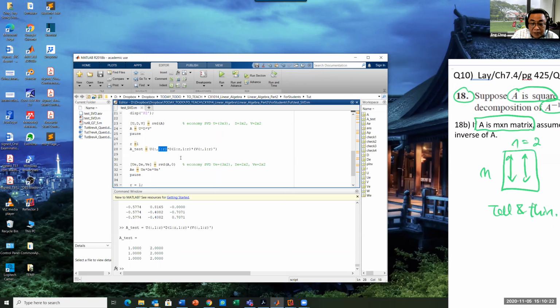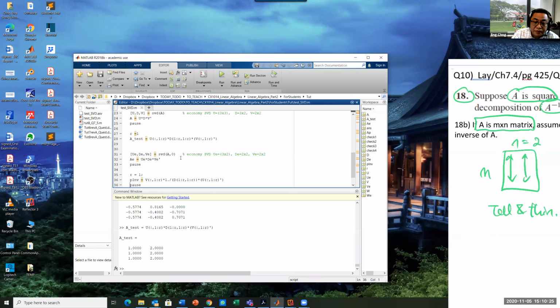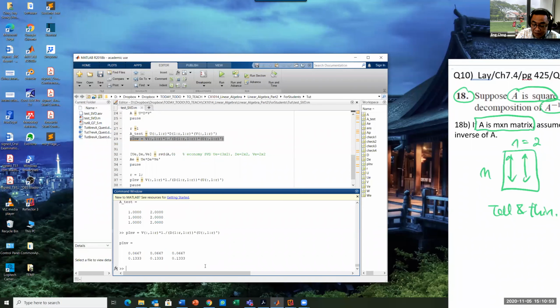If you want to see the code, which is much easier to understand, I am using here the first r columns of V. Here is the inverse of D for the first r entries of D, 1 dot divided by D, 1 colon r, 1 colon r. And finally, the first r columns of U transpose. Let's see the answer. And let's check that it is pinv as well. The pinv of A, and it is the correct answer.